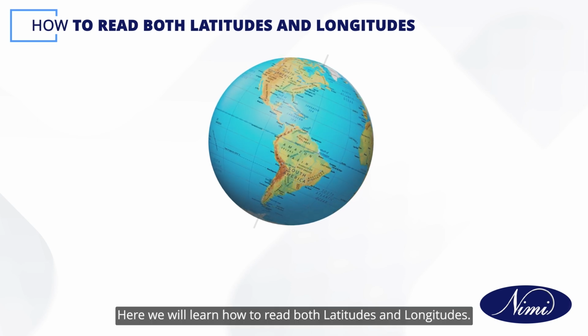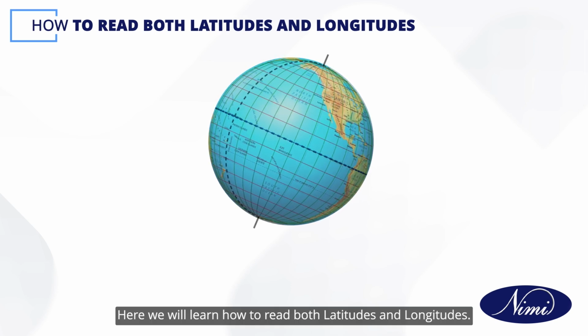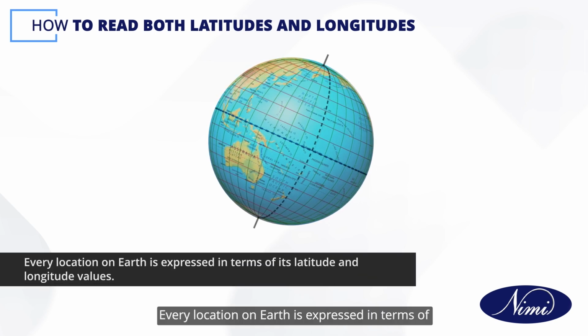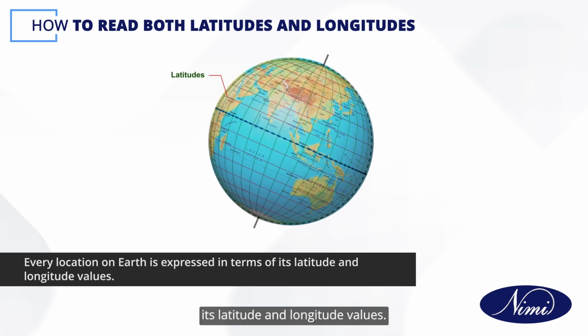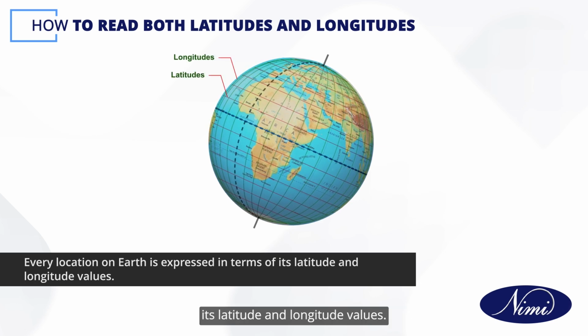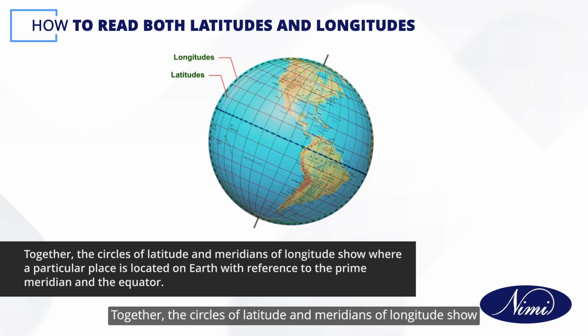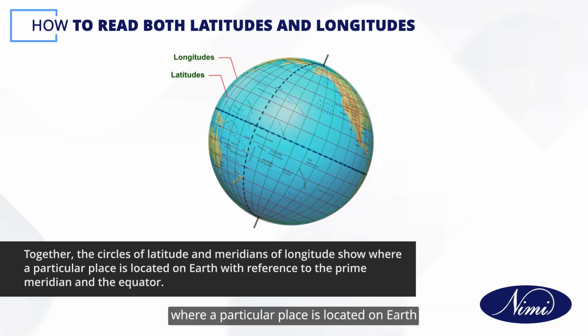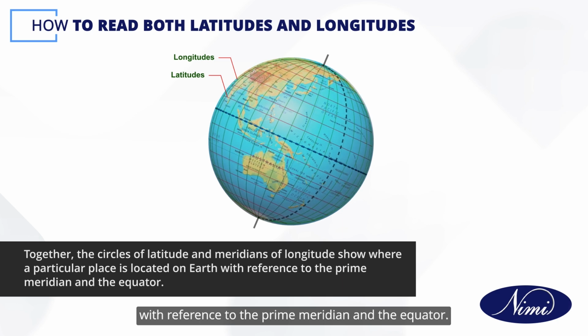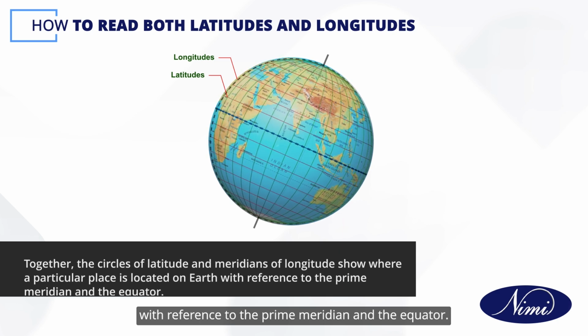Here we will learn how to read both latitudes and longitudes. Every location on Earth is expressed in terms of its latitude and longitude values. Together, the circles of latitude and meridians of longitude show where a particular place is located on Earth with reference to the prime meridian and the equator.